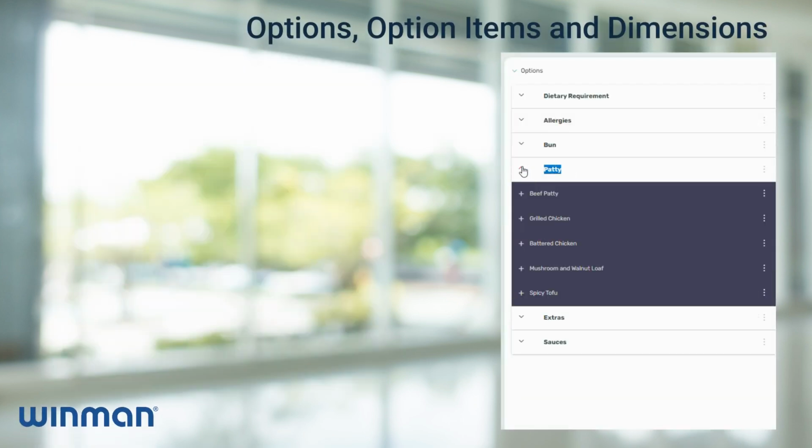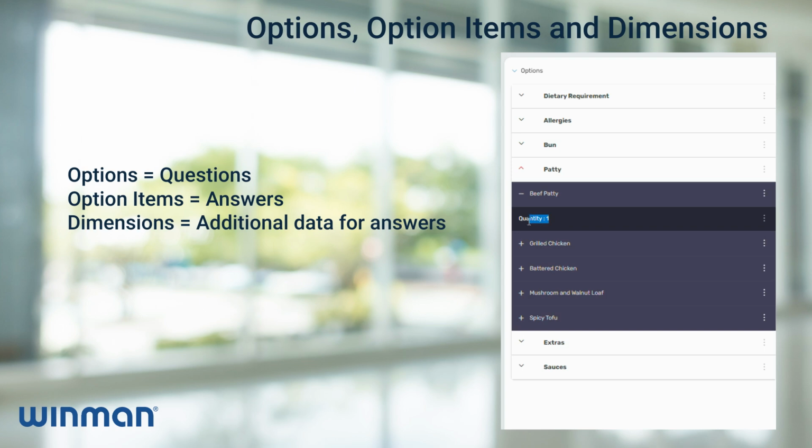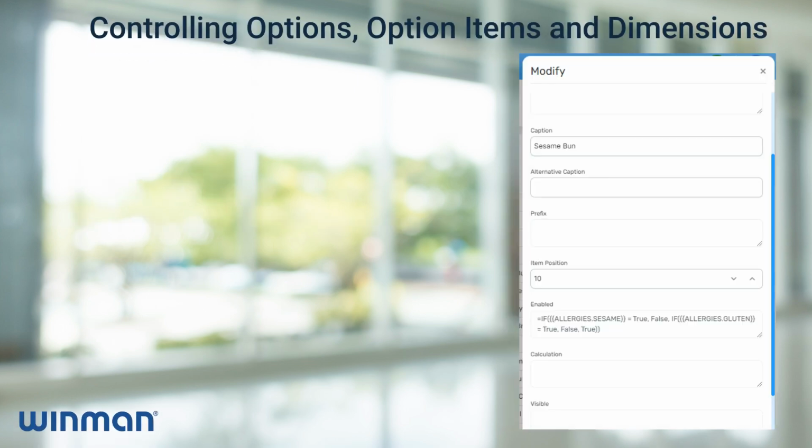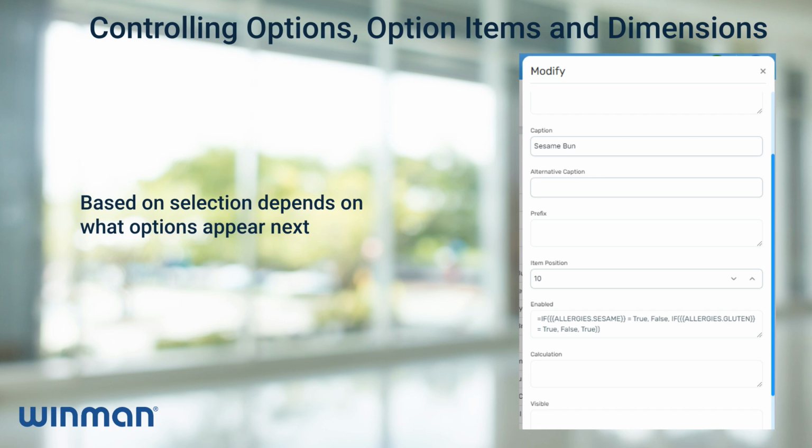Configurators have options, option items and dimensions. Think of these as questions, answers, and additional data for the answers. Options, option items, and dimensions can all be controlled by the values of others. For example, in this burger configurator, the user selecting any dietary requirements or allergies will disable certain option items. So, if the user said that they were allergic to sesame or gluten, then the sesame bun would become inactive. If an option item or dimension is changed, then the others are checked again to ensure all of the validation is met. The validation can control if the item is active, inactive, visible, or hidden.